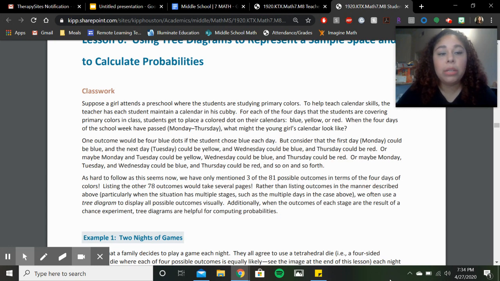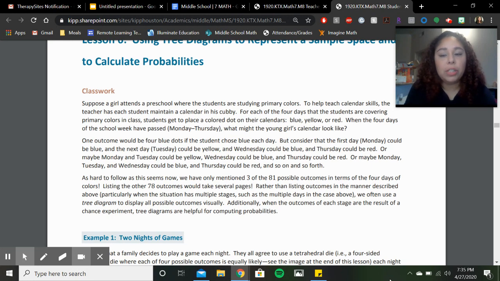So it says, suppose a girl attends a preschool where the students are studying primary colors. To help teach calendar skills, the teacher has each student maintain a calendar in his cubby. For each of the 4 days that the students are covering primary colors in class, students get to place a colored dot on their calendars, blue, yellow, or red. When the 4 days of the school week have passed, Monday through Thursday, what might the young girl's calendar look like? One outcome would be 4 blue dots if the student chose blue each day.